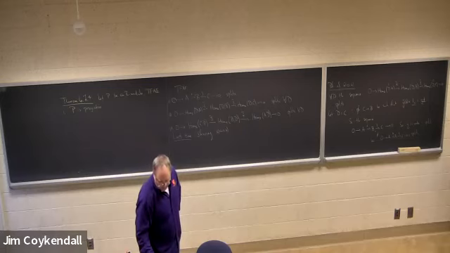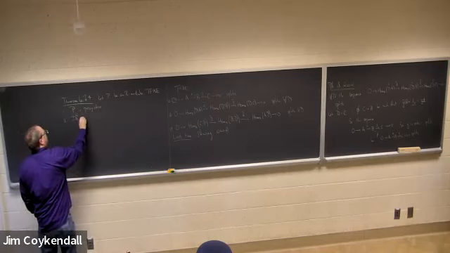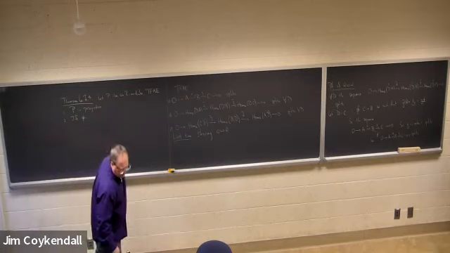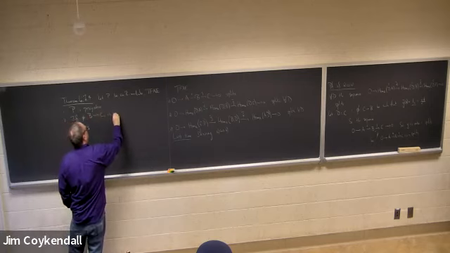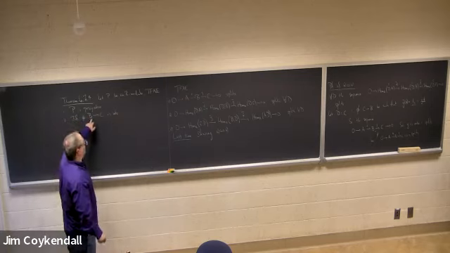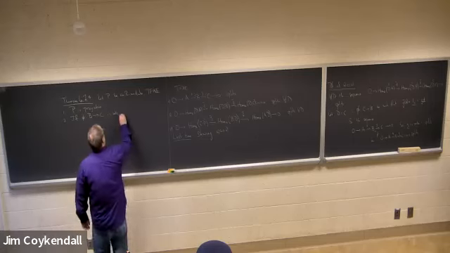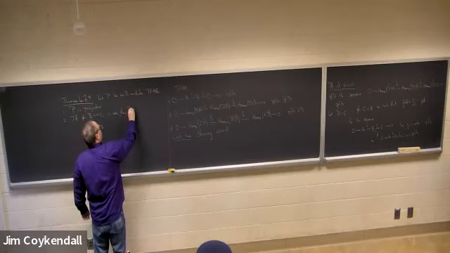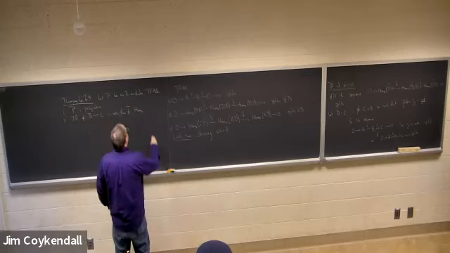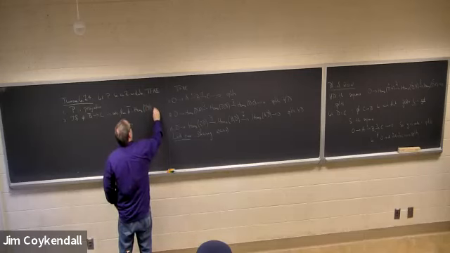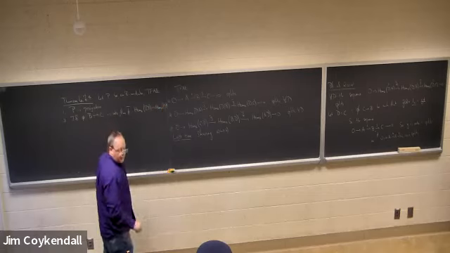Number two, given phi from B to C onto, so if you have an onto homomorphism of R modules from B to C, then the induced phi bar from Hom_R(P, B) to Hom_R(P, C) is also onto.